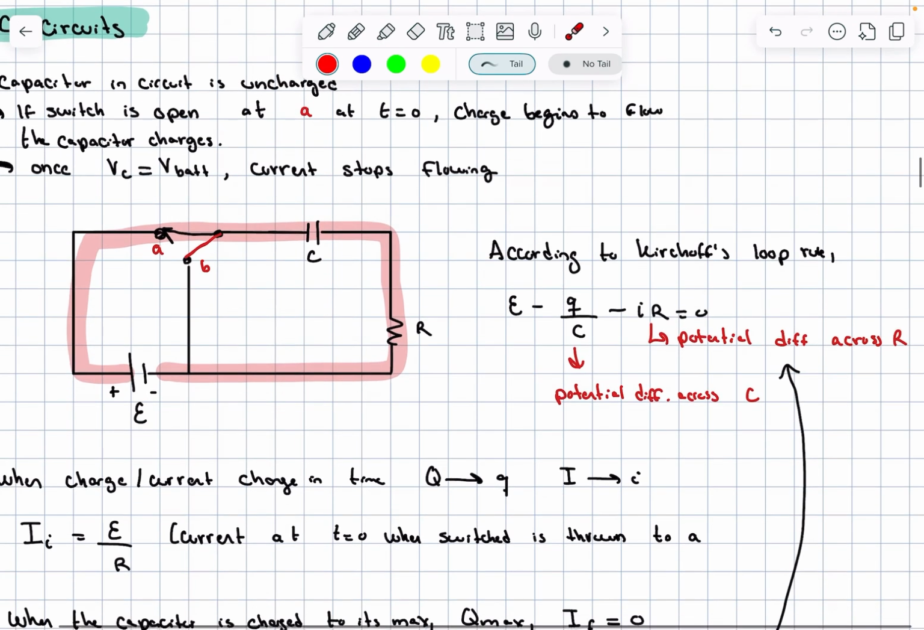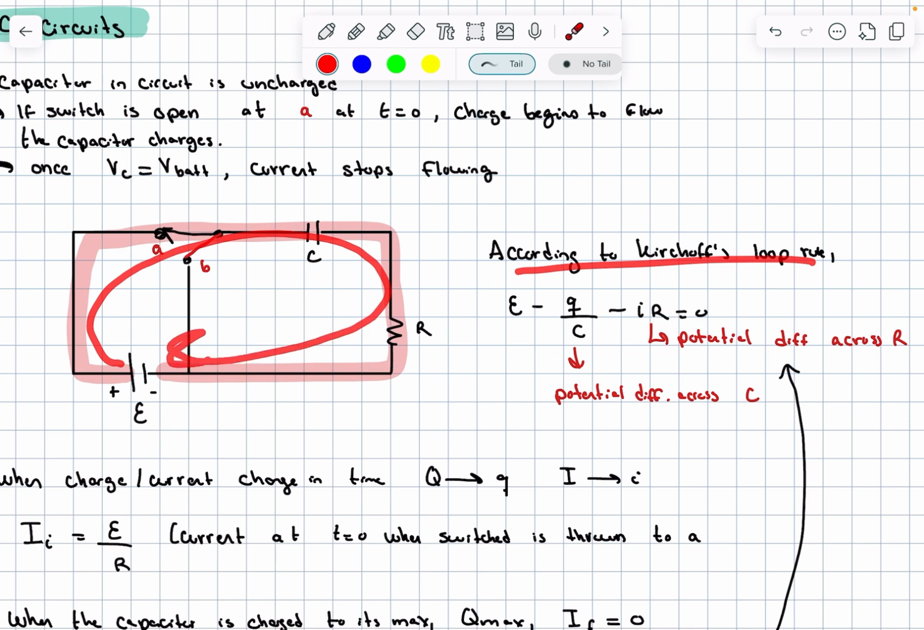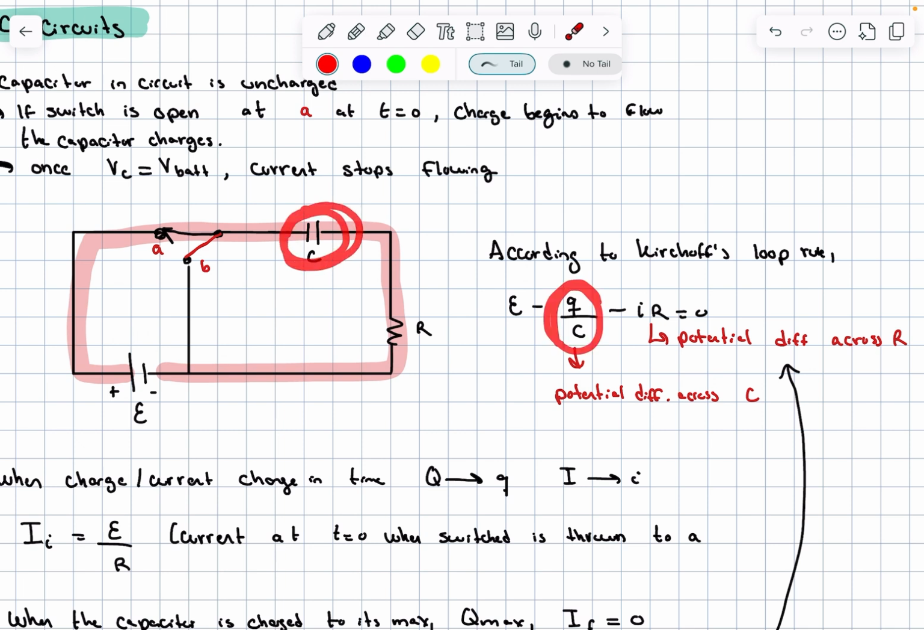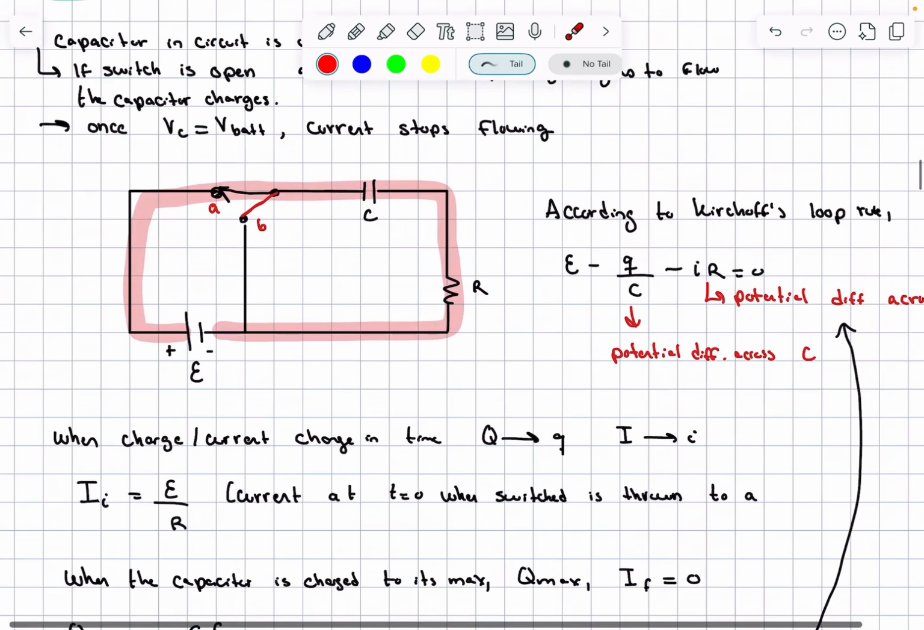Now, according to Kirchhoff's loop rule, if we go around in this circle here, E, our electromotive force, minus Q over C, which is the potential difference across this, minus I times R is equal to 0. So here we have our gain in potential, drop in potential, drop in potential, and they have to be equal to 0 like this.